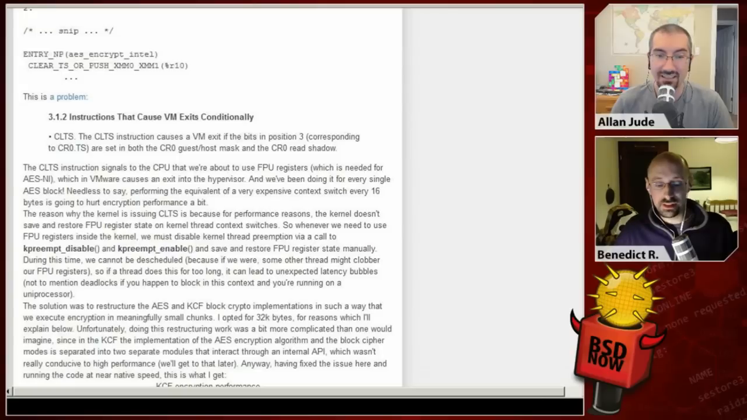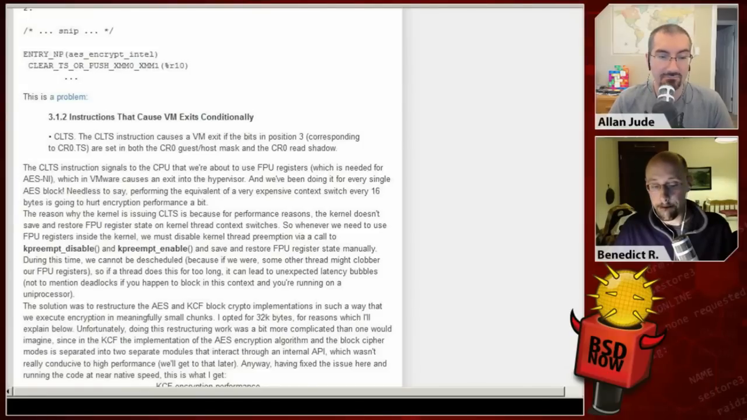Needless to say, performing the equivalent of a very expensive context switch every 16 bytes, each block of AES, is going to hurt encryption performance a bit. The reason the kernel is issuing the CLTS is because, for performance reasons, the kernel doesn't save and restore the FPU state on kernel thread context switches. So whenever we use the FPU registers inside the kernel, we must disable kernel thread preemption via a call to kpreempt_disable, and then once we're done, kpreempt_enable, to save and restore the FPU register state manually.